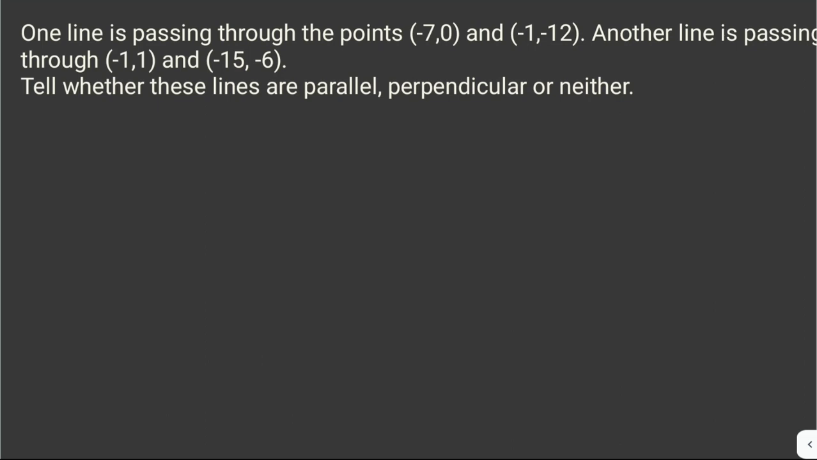Okay, another problem here. One line is passing through the points (-7, 0) and (-1, -12). Another line is passing through (-1, 1) and (-15, -6). Tell whether these lines are parallel, perpendicular, or neither. So let's solve for the slopes of these two lines by using the slope formula again.